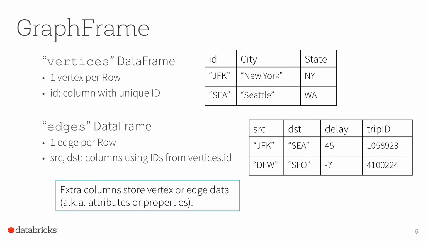The edges DataFrame is analogous with one edge per row, but now with special columns, source and destination, which use the IDs from the vertex DataFrame. You can see we have other metadata associated with each of these edges. This is also, if you're used to GraphX, sometimes referred to as vertex or edge attributes or vertex or edge properties. Cool, so this is what a GraphFrame looks like.